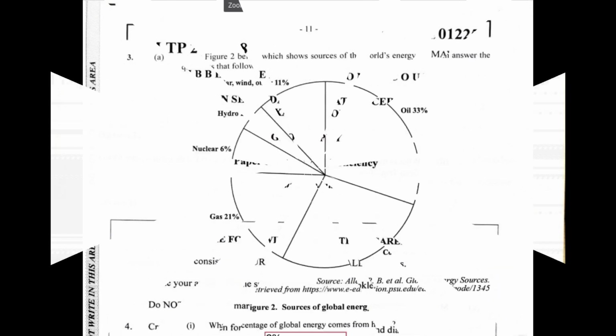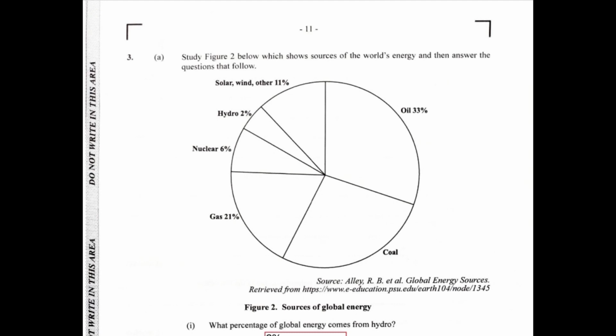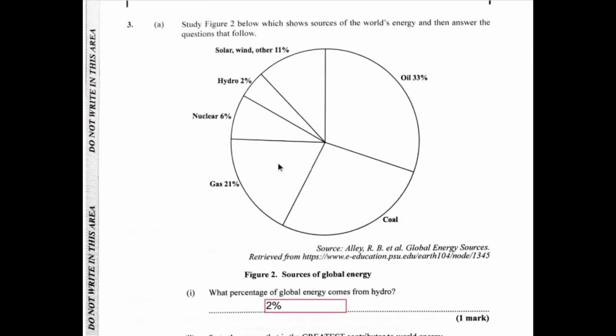Hi guys, welcome back to Geography World. For this video, we'll be looking at question number 3 on the CSEC Geography 2022 paper. Question 3 part A basically asks that we study figure 2 below, which shows sources of the world's energy, and then answer the questions that follow. So below we're looking at a pie chart that shows the sources of the world's energy. It shows us the different types of energy that we use globally, as well as the percentage.